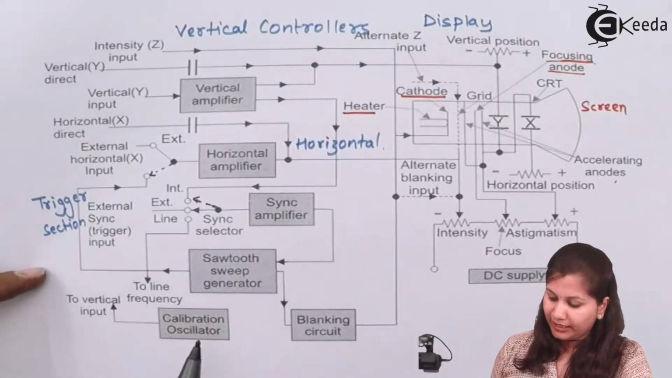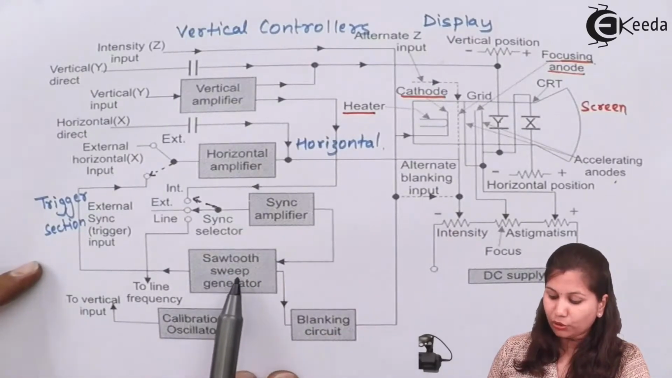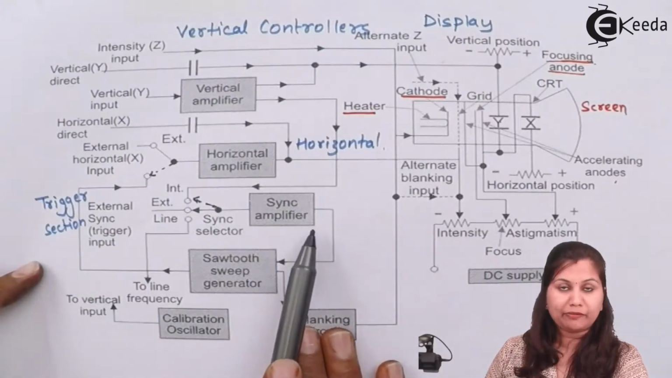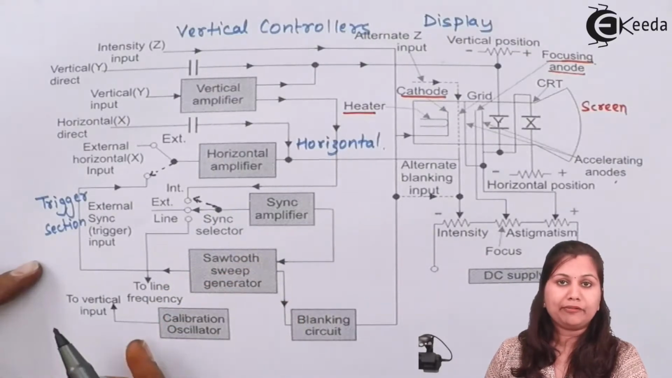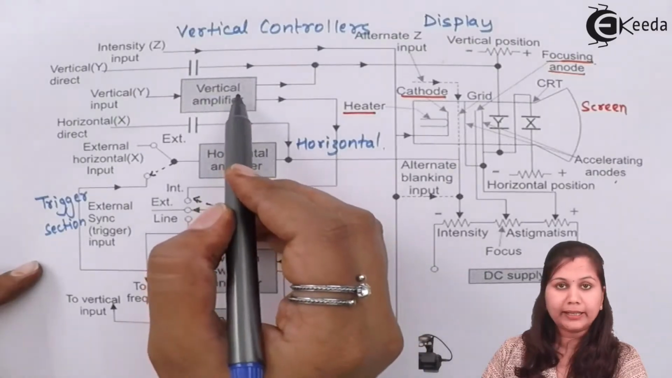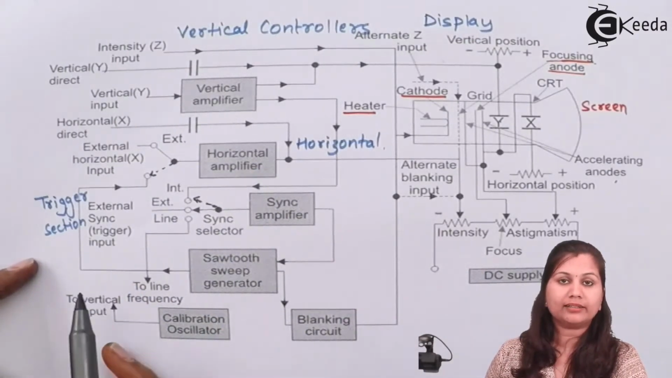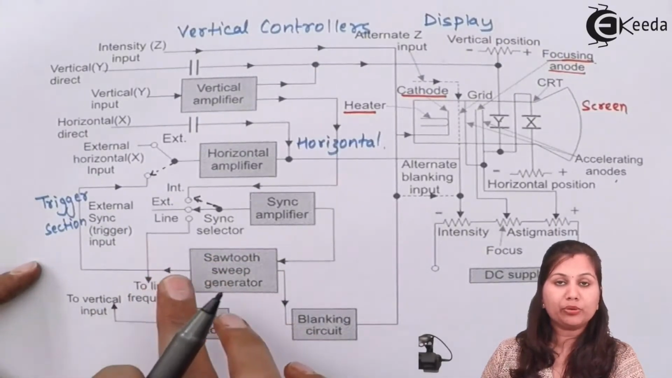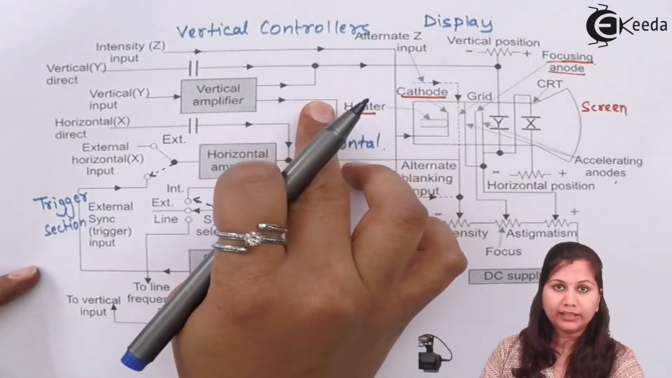Now here we are having the synchronization amplifier, because this sawtooth sweep generator is triggered by this synchronization amplifier. So what is the use of this amplifier? This amplifier provides the synchronization between the vertical input and the horizontal input. Because we want the horizontal input, that is the sweep, to be produced at the same time as this vertical input.